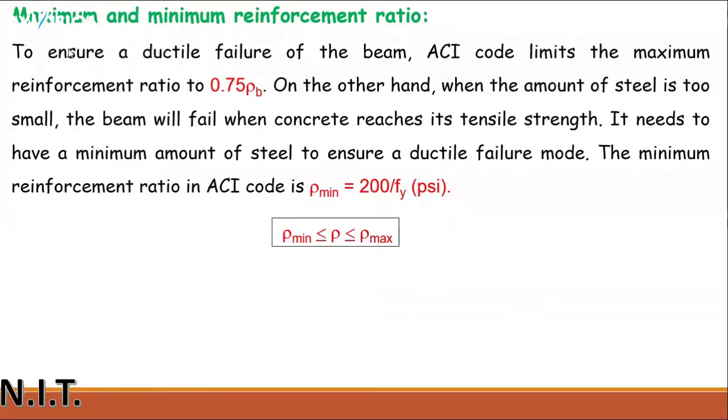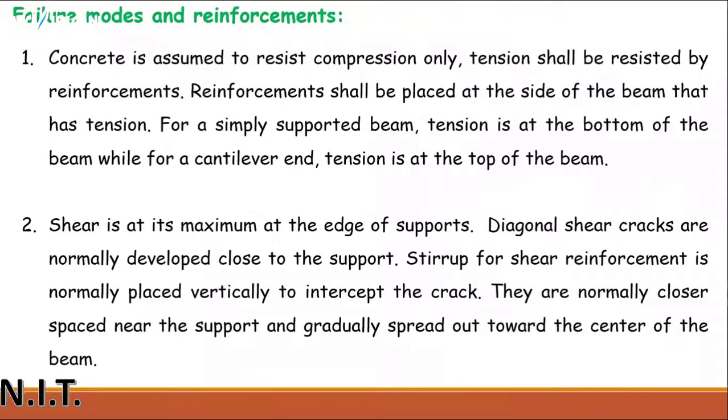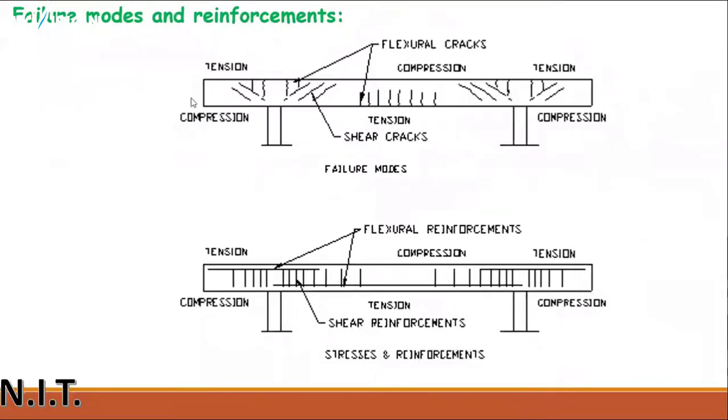Let me remind you what we have studied in our previous class. We have studied a few formulas related to the design of a beam. This is, for example, a beam, and for this we need to design two types of reinforcements. Flexural reinforcements: you can see this horizontal line is called flexural reinforcement, and these vertical lines are called shear reinforcements. We will design two types of reinforcements inside this beam.